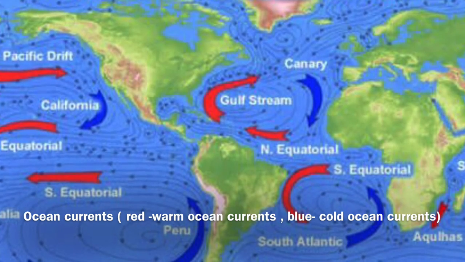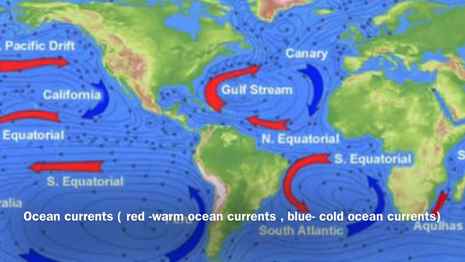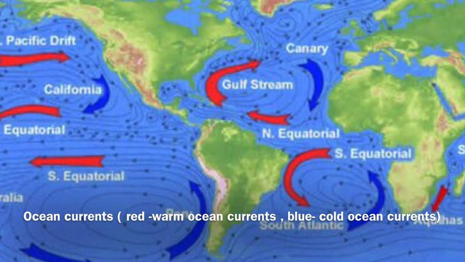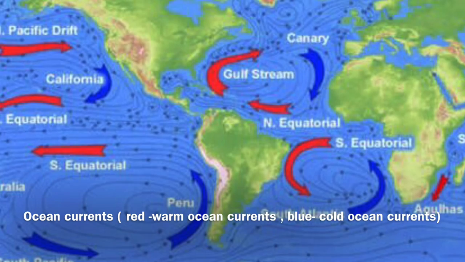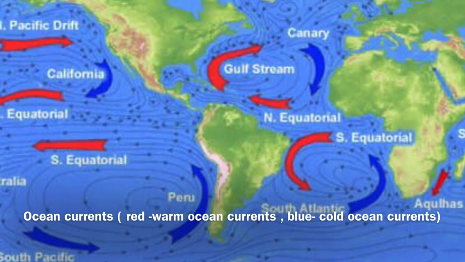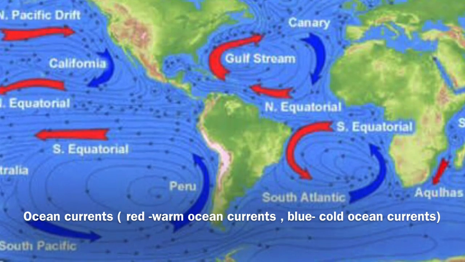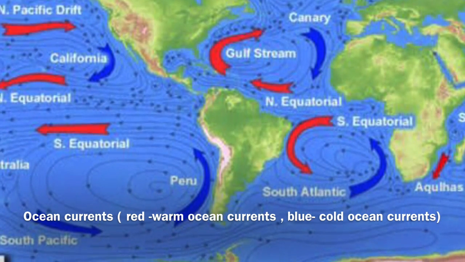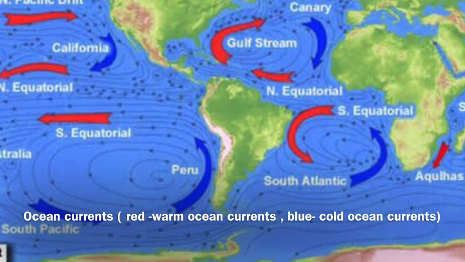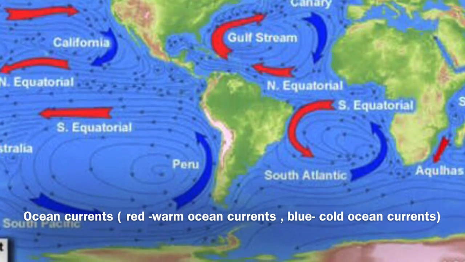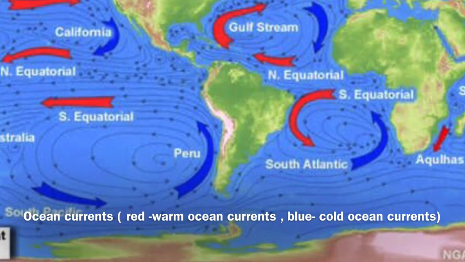On the basis of temperature, ocean currents are classified into warm ocean currents and cold ocean currents. The movement of ocean currents from low latitudes to high latitudes is called warm ocean current. Example, the Gulf Stream in the Atlantic Ocean.